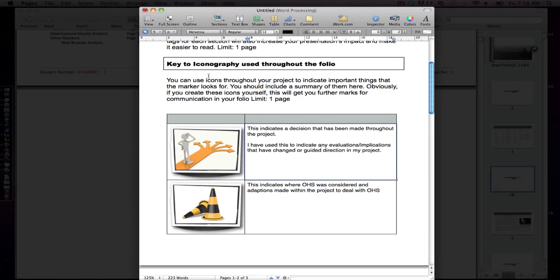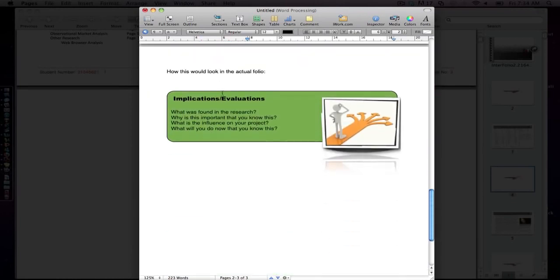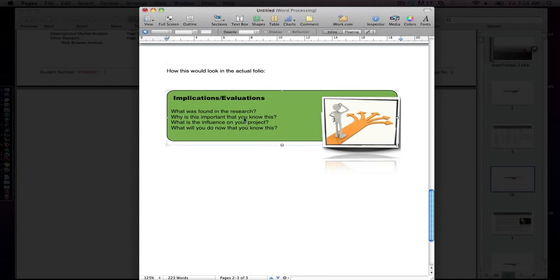Now, if you do this in terms of iconography, in your folio, when you come to a decision, you would do something like this. So you would have, every time you made a decision, you would have the exact same layout and you would put the decision in here. And you would need to follow these questions. What you actually found out from whatever you were doing. Why is it important for you to know that piece of information? What's the influence or what's the knock-on effect for your project? And what will you do now that you know this?